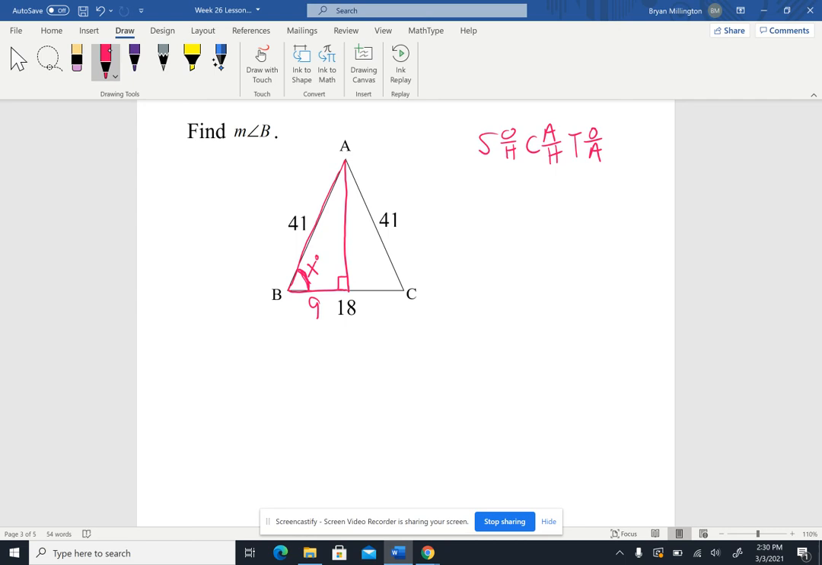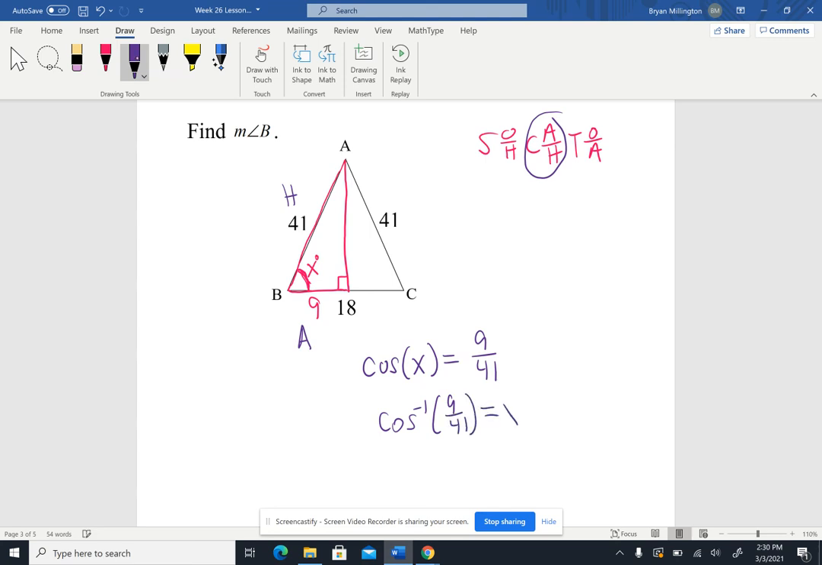In relation to this angle, I have got the adjacent leg, right? It's not the opposite one. The opposite one would be the altitude that I dropped. So I've got the adjacent leg, and I've got the hypotenuse. So adjacent and hypotenuse, that's cosine. So I'm going to write cosine of x is equal to 9 over 41. Again, I'm trying to find the angle measure, so I'm going to use inverse cosine of 9 over 41 is going to equal x.